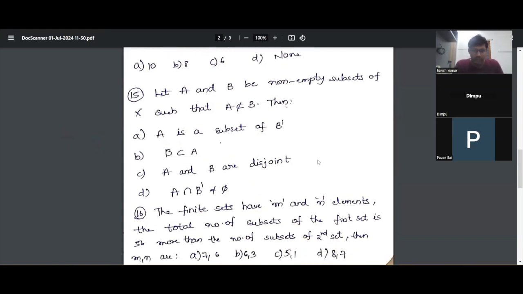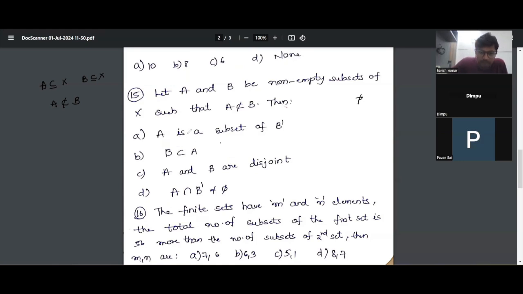Let's go to this question. Let A and B be non-empty subsets of X. So A is a subset of X and B is a subset of X, but however, A is not a subset of B. So this symbol is not a subset of B. It is not equal to, right? So similarly, not subset. Then which of the options is correct, he is saying.